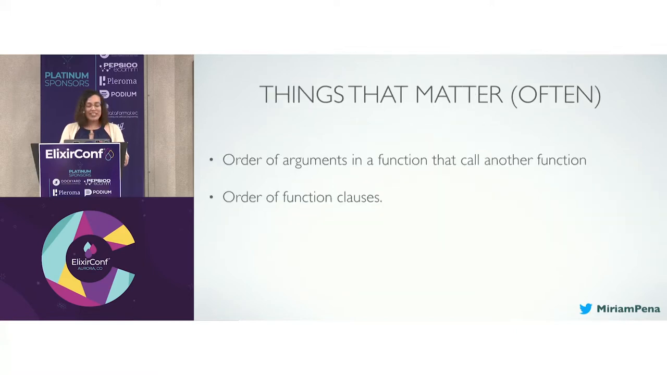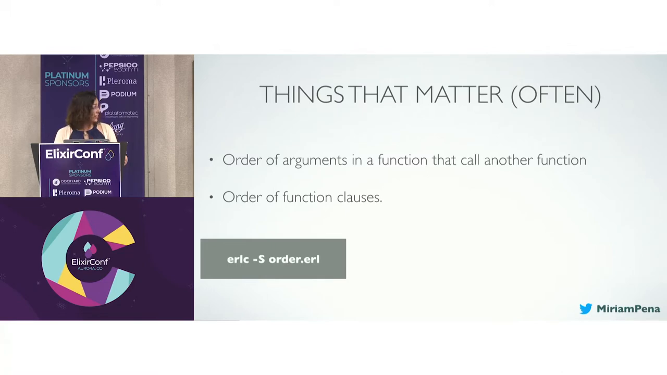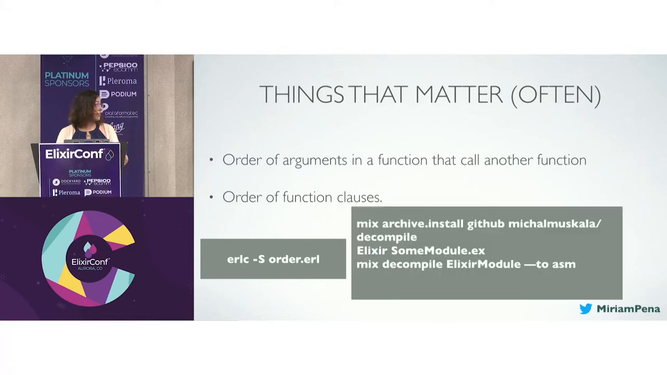Things that matter often, that we don't normally talk about, are the order of arguments in a function call and the order of function clauses. A wonderful way to see this is by looking at the assembly code, which in Erlang you can get very easily by doing this, but in Elixir I couldn't find a better way than this. And I really want to thank Michal Muskala for this wonderful library, and he has a really wonderful talk that covers some of these topics, called Optimizing for the BEAM.